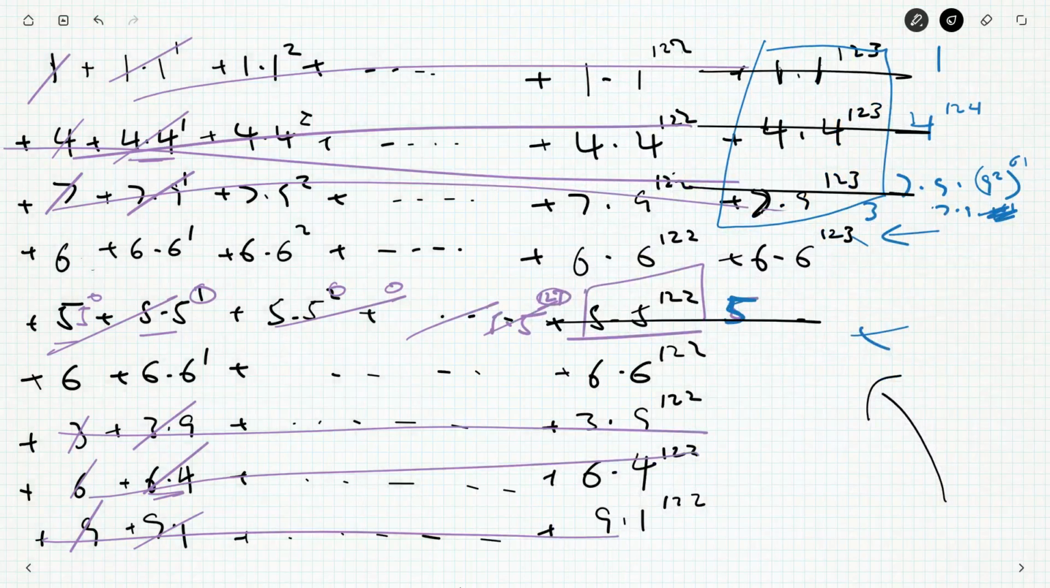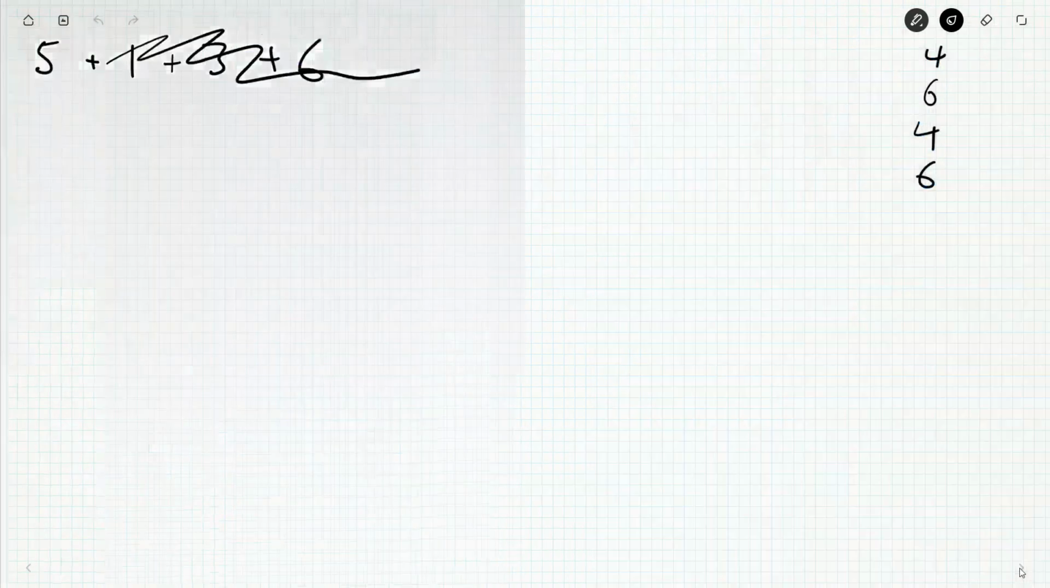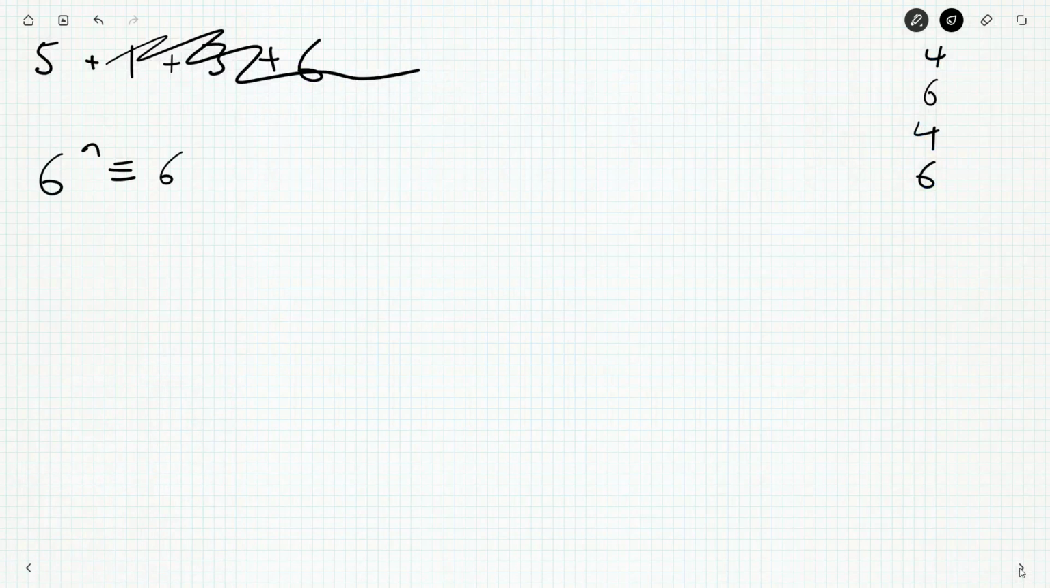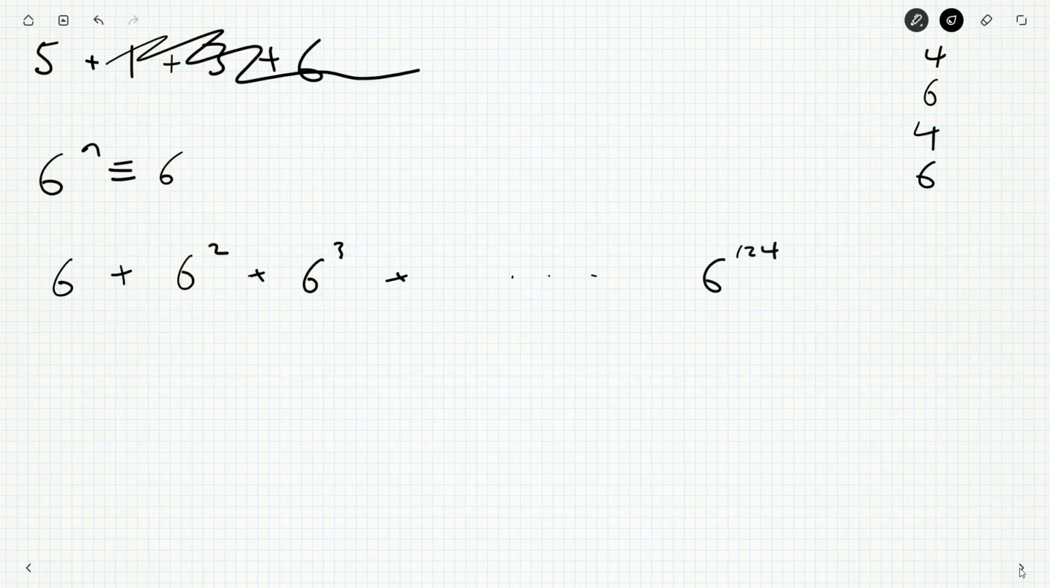We've counted the 5. Now we've got 6s, but all of these are going to be 6s, so I'm just going to be adding up a ton of 6s. So 6 to any power ends in a 6. So what have we got? We've got 6 plus 6 times 6, all the way up to 6 times 6 to the 123, which is 6 to the 124. Okay, so this is actually 124 6s that will be added up.